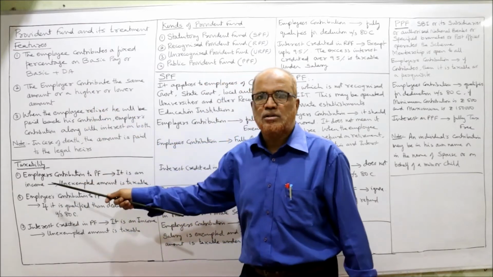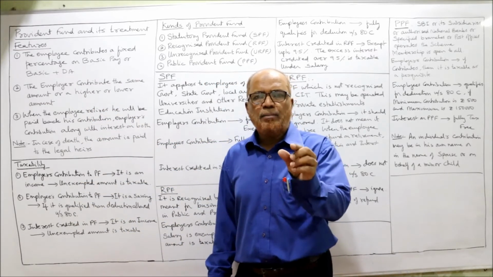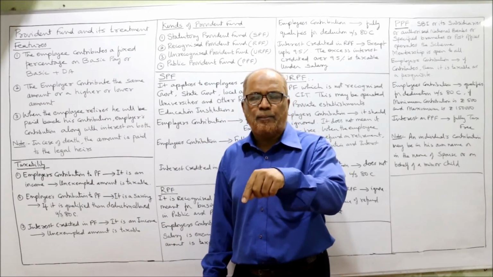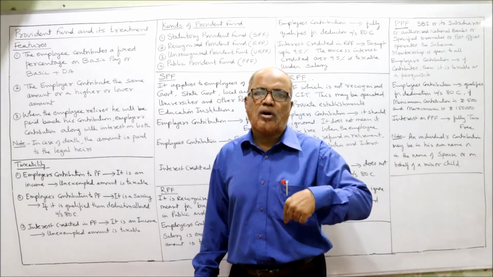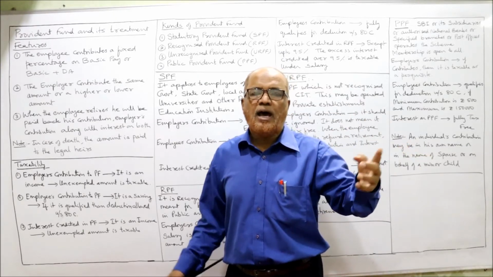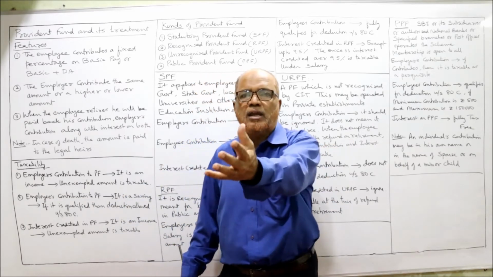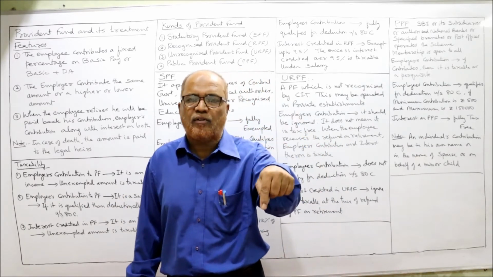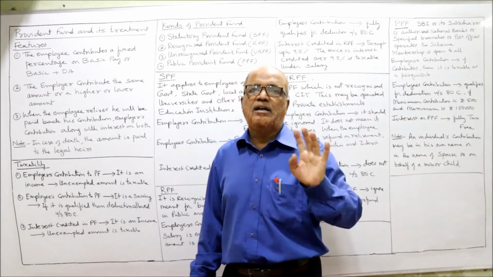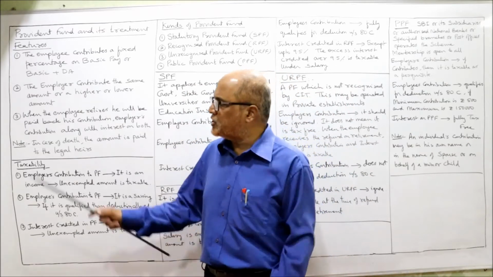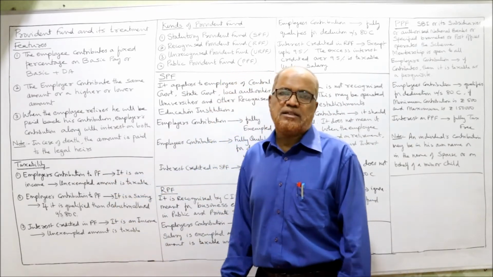These are the features. So briefly, every month some amount will be contributed by the employee, some amount will be contributed by the employer, and this amount will get accumulated and will be repaid to the employee at the time of retirement along with interest on both. That is the feature. Now, taxability.